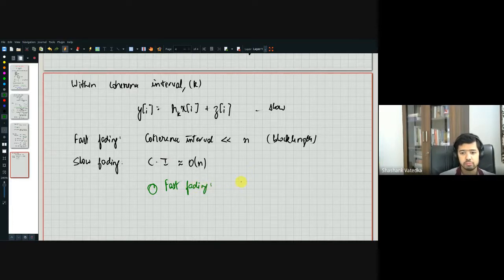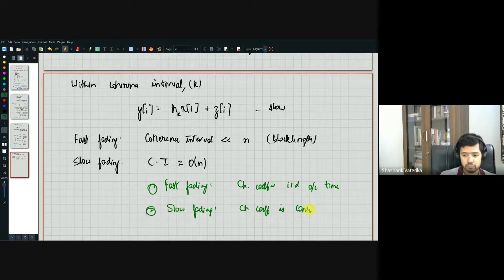we generally assume that the channel coefficient is IID across time. So it really varies in every single time instant or every single channel use. And in slow fading, we will assume that the channel coefficient is constant. It's a random variable, but it remains constant for the entire block length.